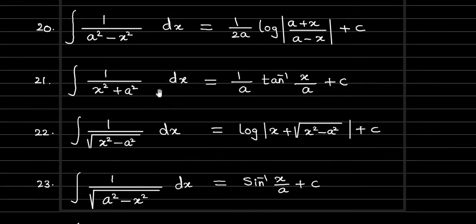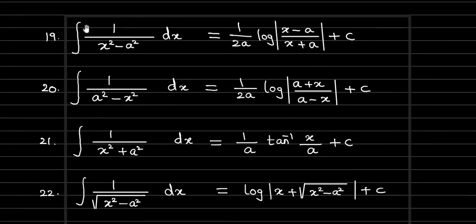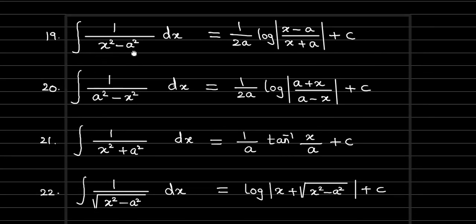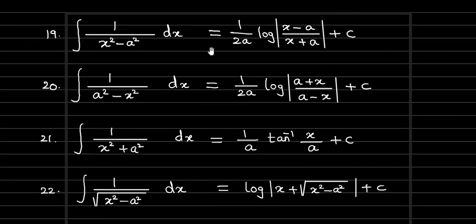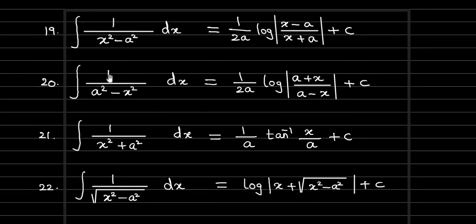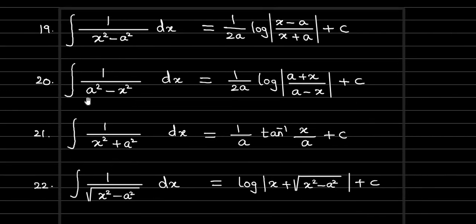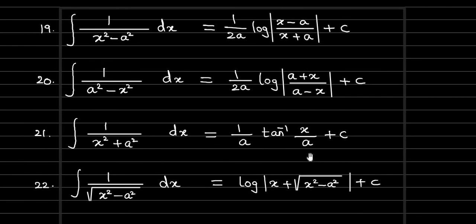And these are very special formulas. From here onwards, integral 1 by x square minus a square. So some function power 2 minus a square, where a stands for a constant term, you need to write this formula. In case of a square minus x square, see, x square minus a square is a different formula, and 1 by a square minus x square is a different formula. And if both are positive, you need to use this formula, 1 by a tan inverse x by a plus c.